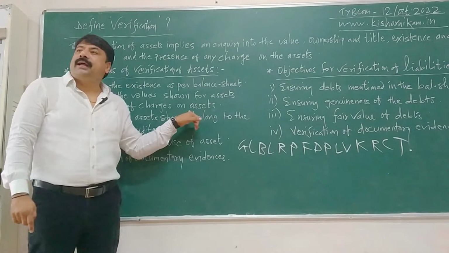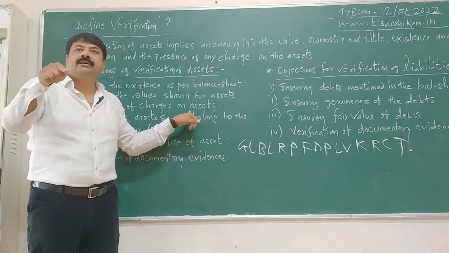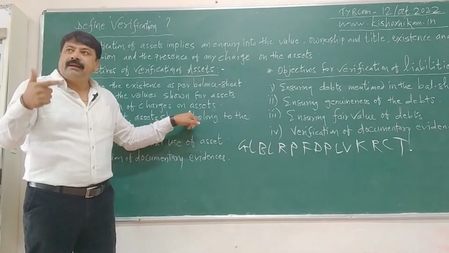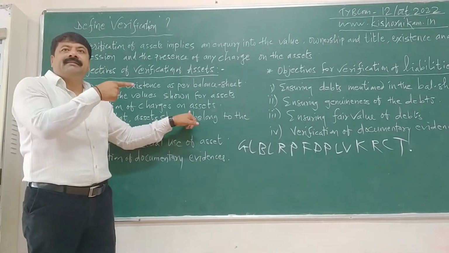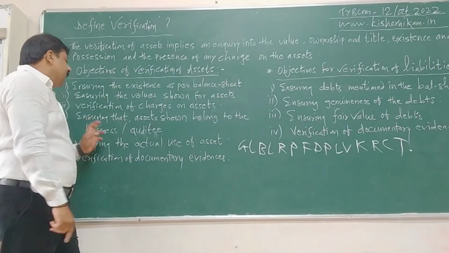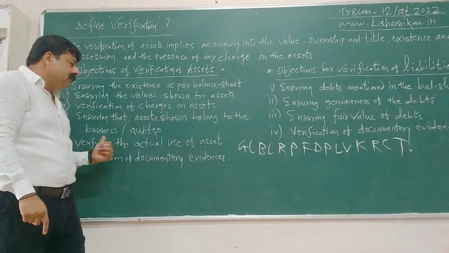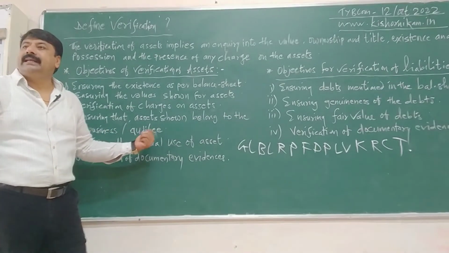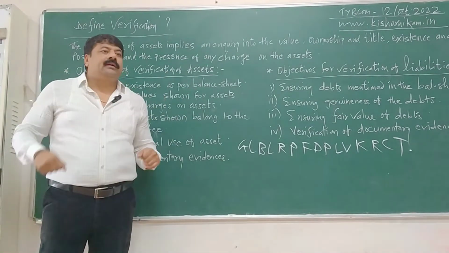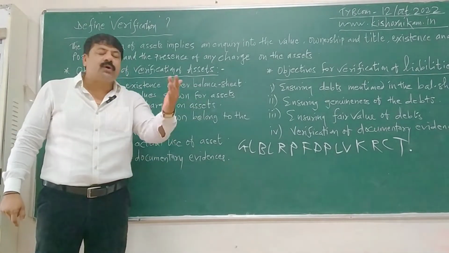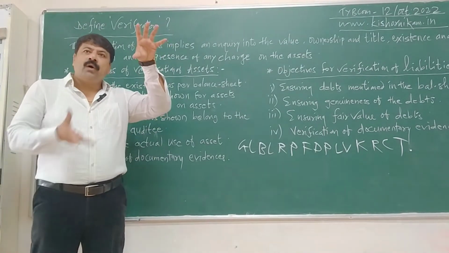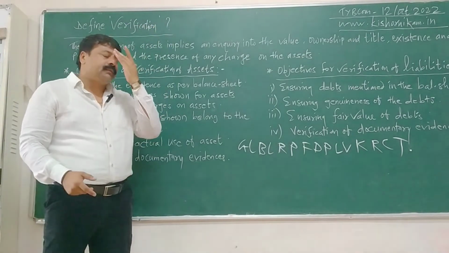Verification of charges on assets. If an asset is mortgaged, which bank, which financer has an agreement with the company for mortgage of that asset, whether it has been recorded in the asset register or not. Clear? Then ensuring that assets shown belong to the business or auditee. Auditee means the company in which the audit is going on. That company, that business is called an auditee. Auditor means who audits. Auditee means whose audit is going on.